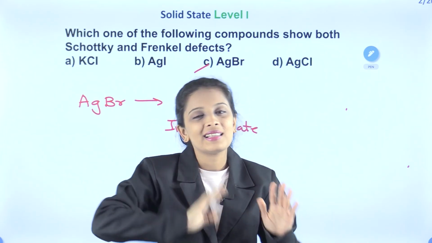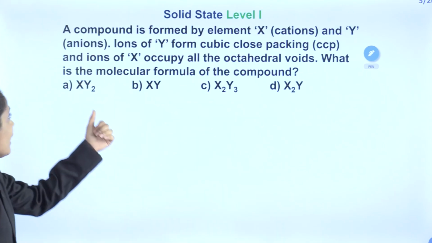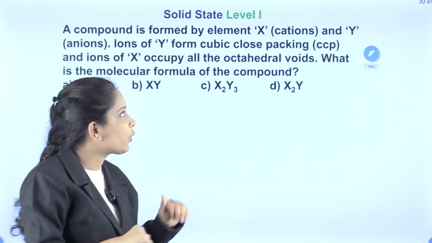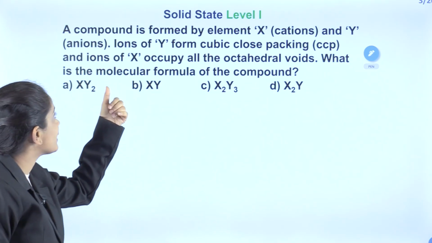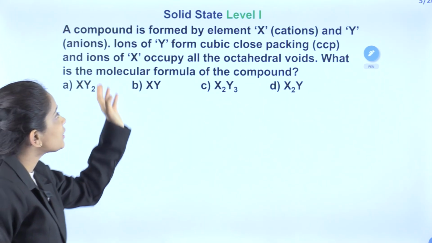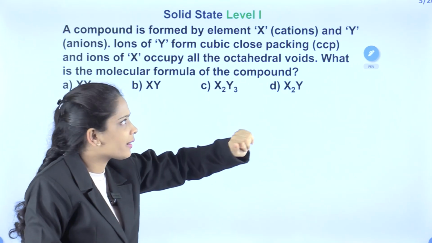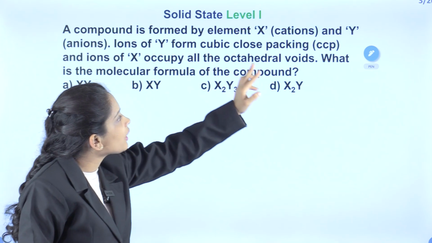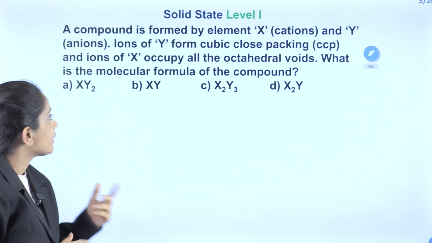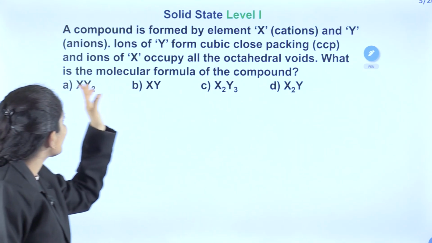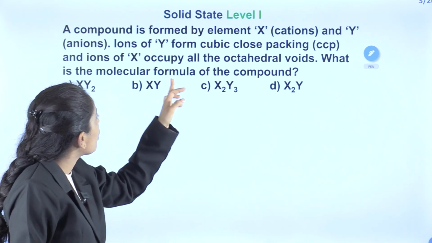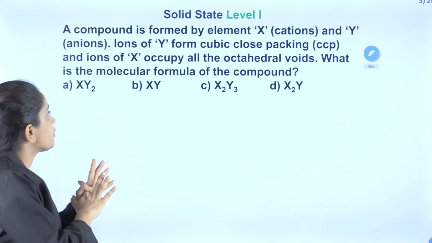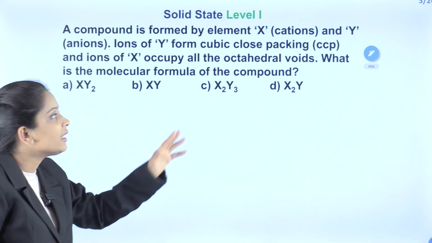Yes students, so let's go to our next question. A compound is formed by element X, which is considered as a cation over here, and Y, which is considered as an anion. Ions of Y form a cubic close packing, that is CCP structure, and ions of X occupy the octahedral voids. What is the formula of the compound? Okay, this is a simple question they have asked.